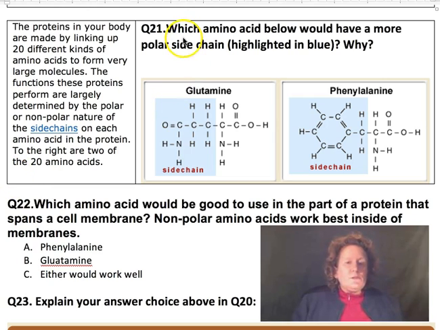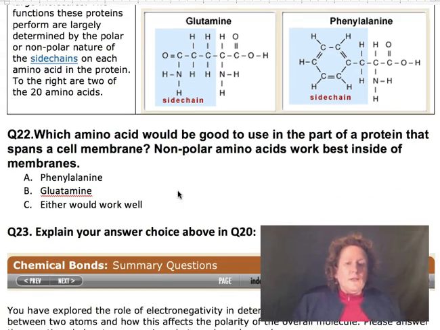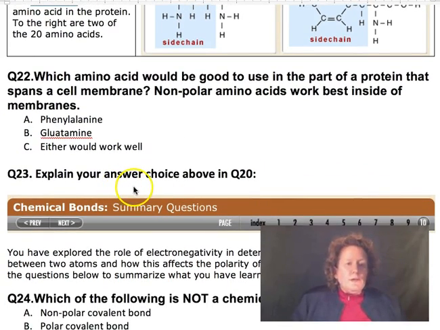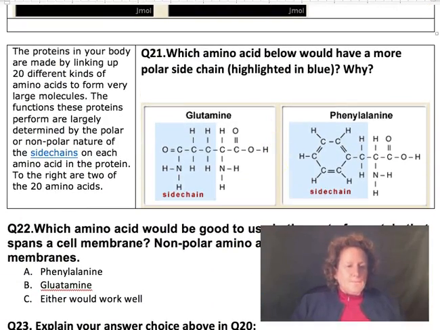On your lab sheet, question 21 asks you which amino acid below would have a more polar side chain. Look carefully for which one has oxygen. And then question 22 asks you which one's going to be nonpolar to work well in a cell membrane. So you can figure out which one doesn't have oxygen and which one's going to work well in a cell membrane. And question 23, you can explain your choice in question 21.